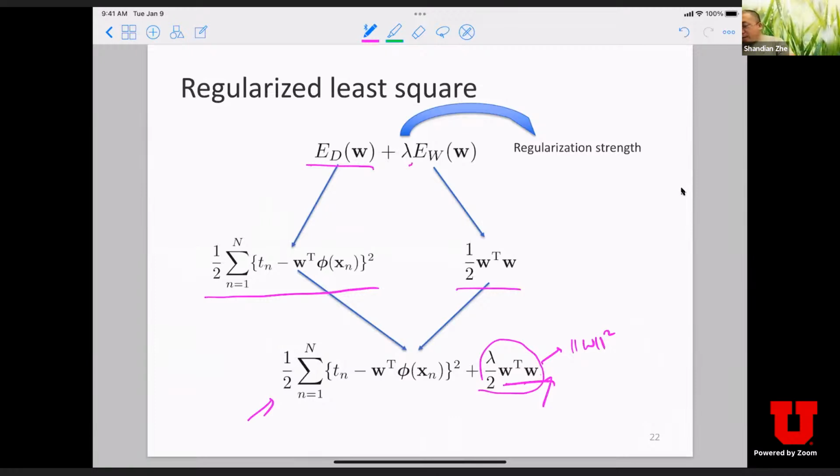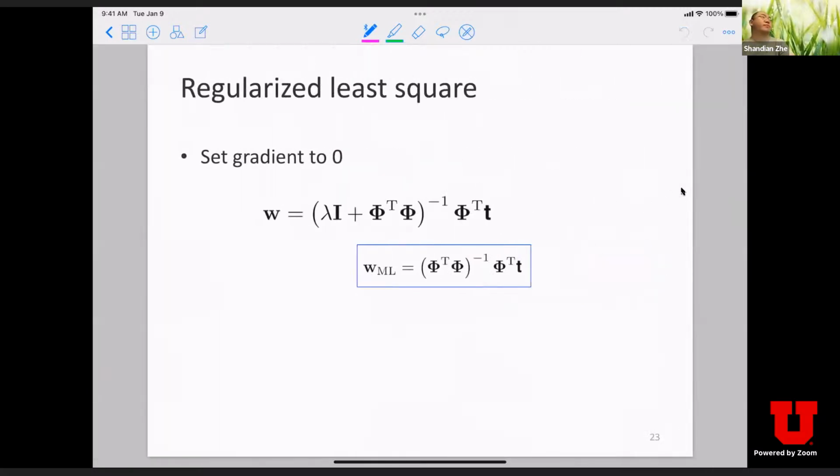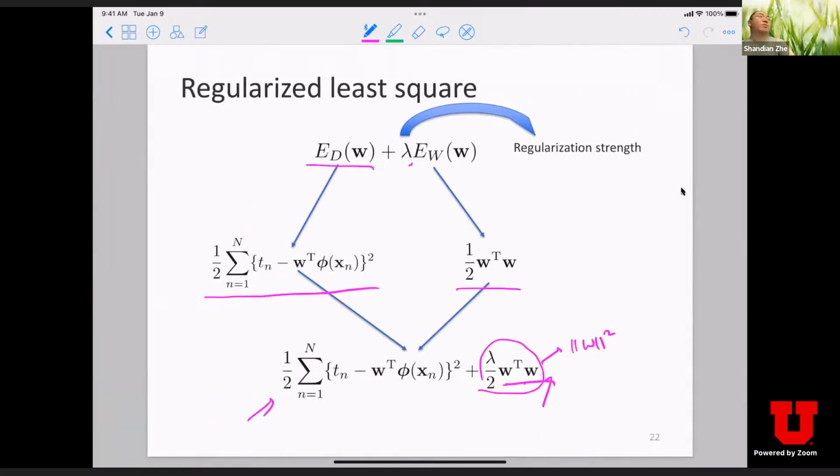And lambda here is a hyperparameter, called the regularization strength. Since it is a hyperparameter, we need to tune it for different applications, maybe with cross-validation. Lambda is something you should set manually rather than learn from data. Any other question?